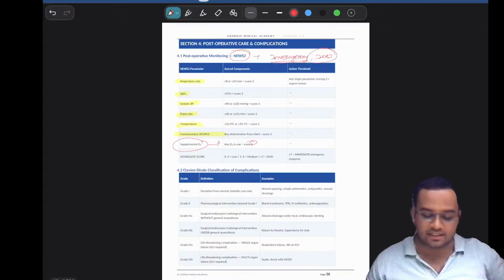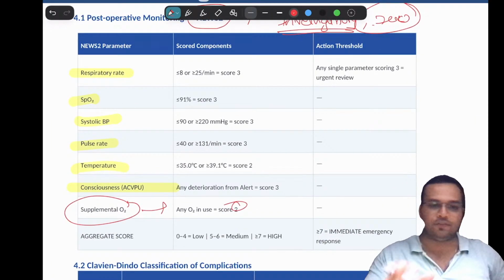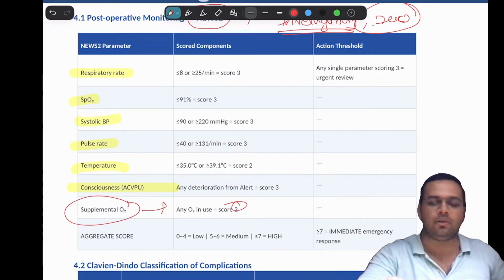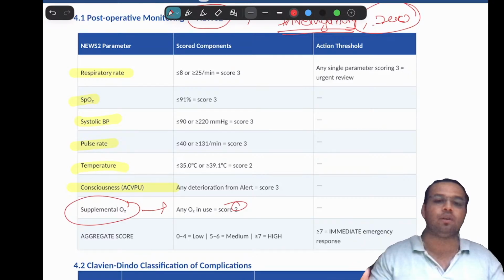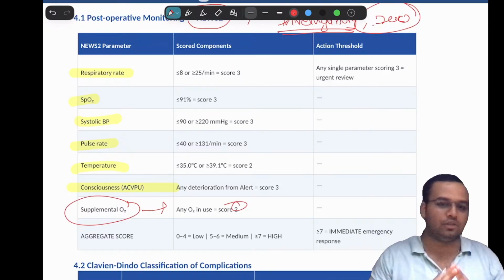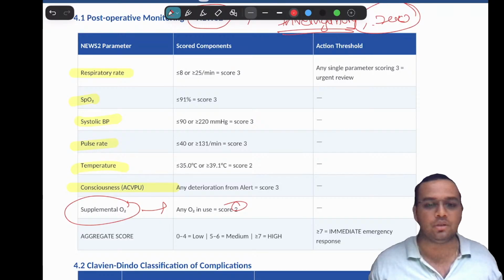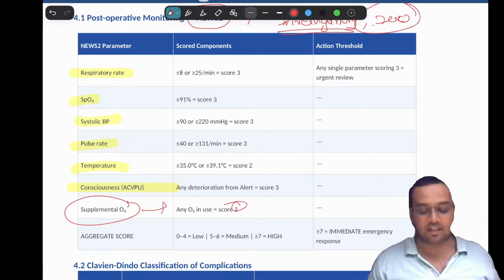Each parameter can be given a score of 3. So respiratory rate, score of 3. You don't need to go into the details. If you go on Google, you are going to get an app for NEWS scoring, and you have to enter the parameters and the score. It is going to give you a score ready-made in your hand. So it is not going to come to you in the exam, it is not going to come in the MCQs, but you should know what is important in that.